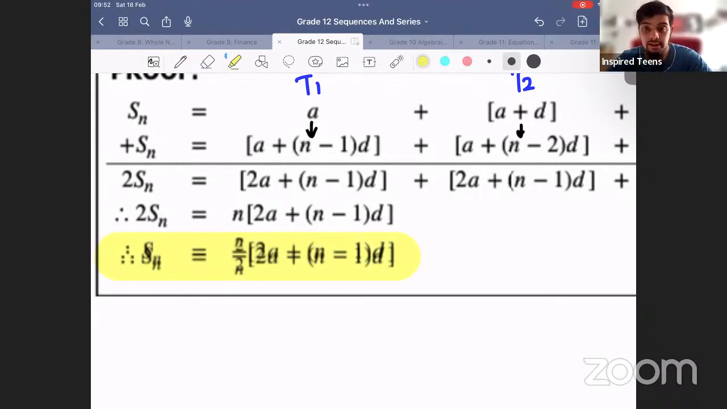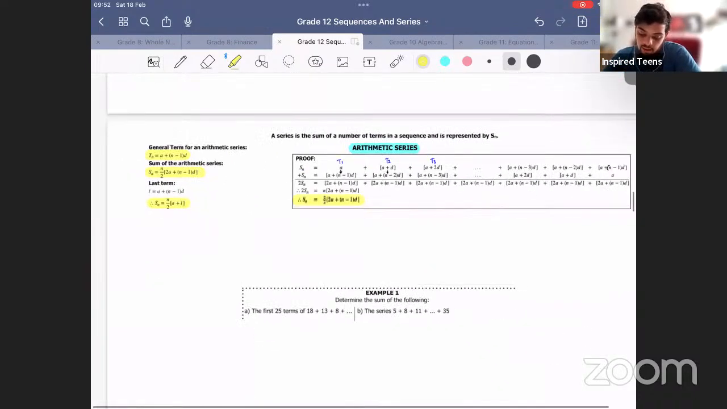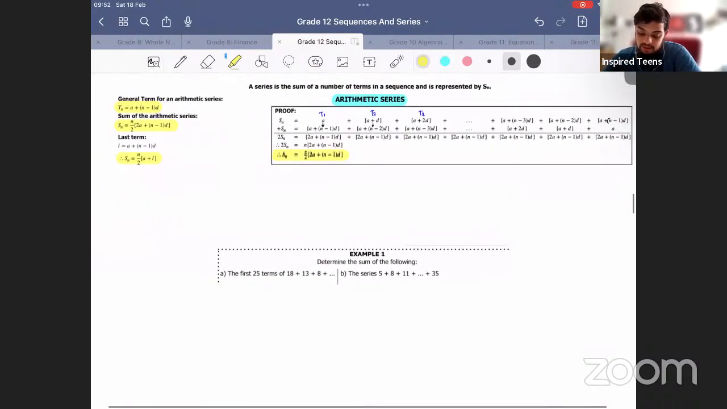Is the arithmetic series in the grade 12 curriculum? Because I haven't been taught this before. Yes, definitely. You can be tested on some of arithmetic. Or are you talking about the proof itself? Okay, so we have arithmetic series, the proof.